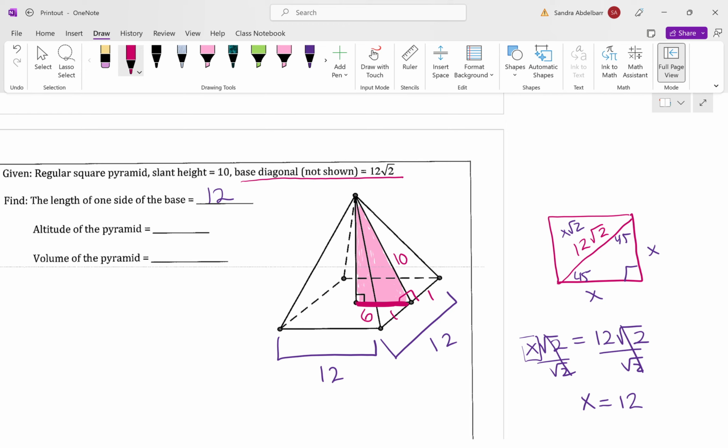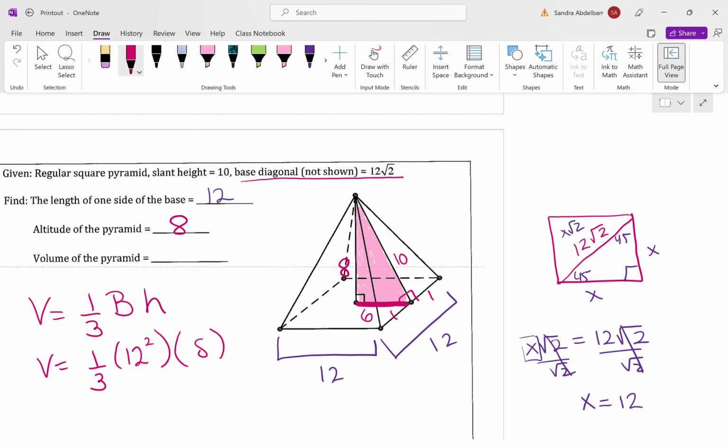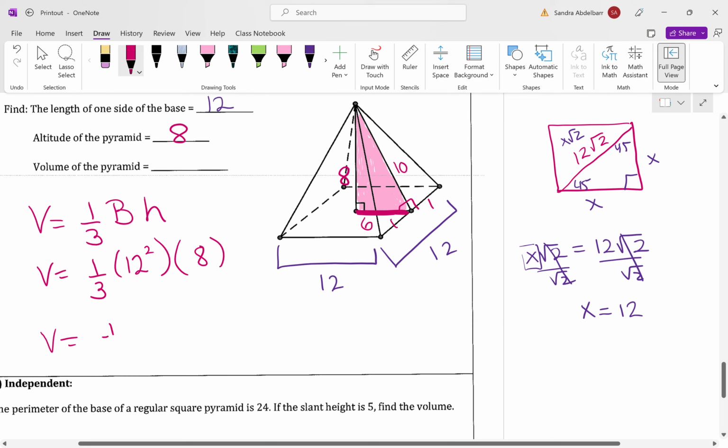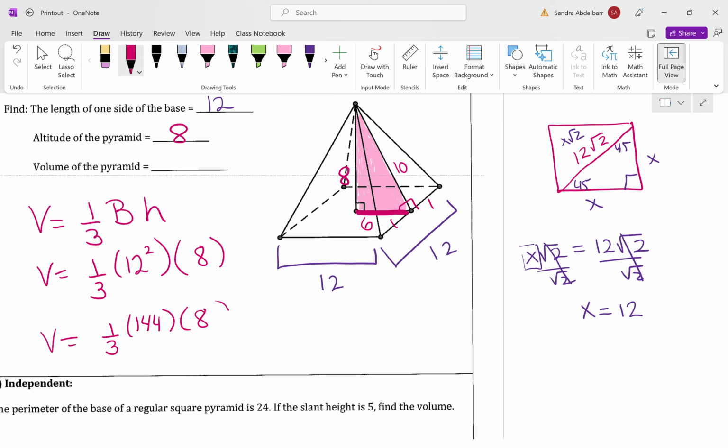Guys, this is a triple times 2. What's the missing side? 8, good. So the altitude of the pyramid is 8. So now I'm asked to find the volume. Well, volume is 1/3 area of the base times the height. My base is a square, so we're 12 squared times the height we just found, which is 8. So volume will equal 1/3 times 144 times 8.